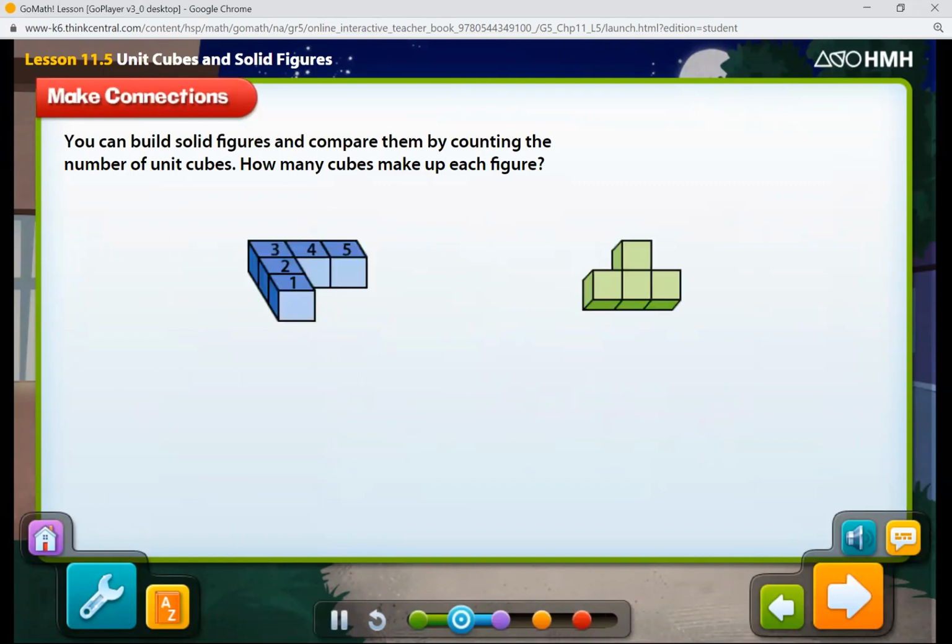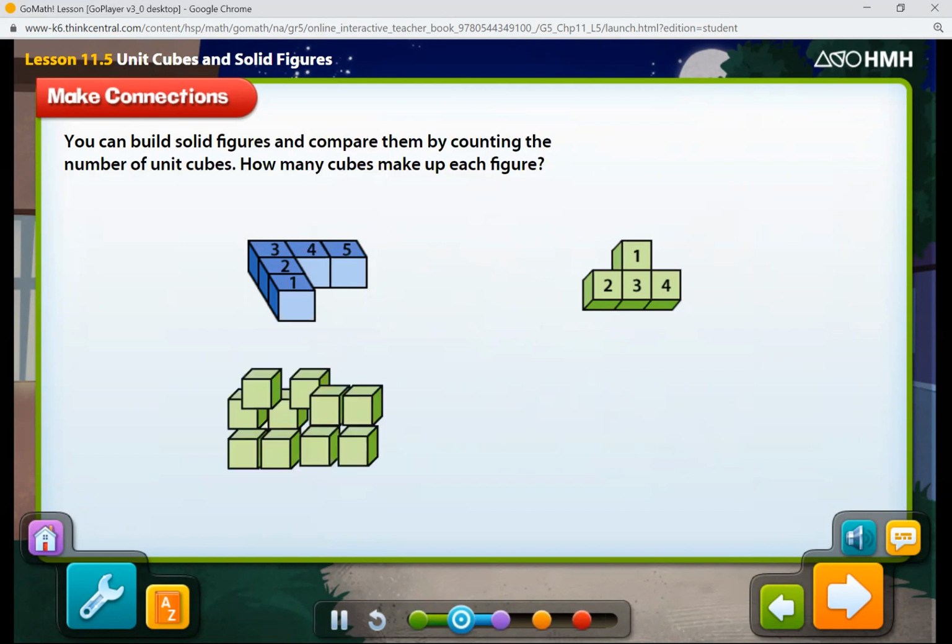How many cubes make up the next figure? Well, let's count them. How many did you get? This figure is made up of 4 unit cubes. Which figure has more unit cubes? The first figure has more unit cubes.